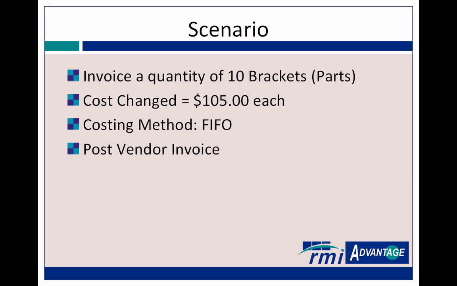We've now received our vendor invoice, so we're going to go ahead and invoice for those brackets. In our scenario, we invoiced a quantity of 10 brackets, and again, they're parts, but our cost has changed. When we posted the receipt, we thought that the brackets were going to cost $90 each. But when we received the vendor invoice, they actually cost $105 each, so our cost has changed. Our costing method still stays the same, and in this scenario, again, we're posting the vendor invoice.